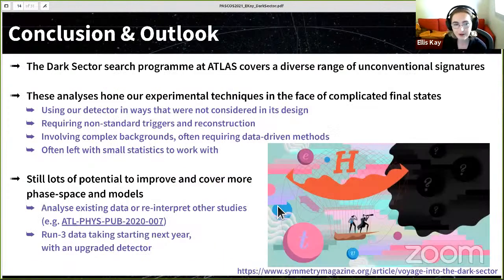So I don't think I've got really time to read out my conclusions, but I just wanted to highlight that we have quite a diverse program at ATLAS for unconventional signatures. And there's also a lot of potential. A lot of these analyses haven't looked yet at the full run 2 data. And from March next year, we'll be having run 3, even with some upgrades on our detector. So hopefully we'll continue to push into this dark sector. So thank you.